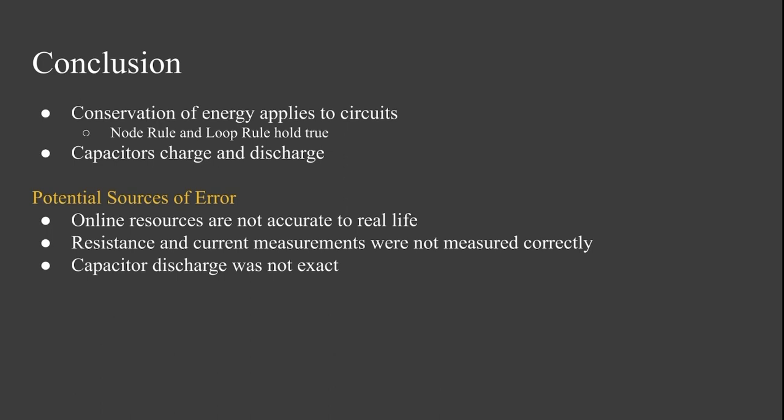In conclusion, we can say the conservation of energy principle applies to circuits through the node rule and loop rule. We can also see that capacitors charge and discharge. Some potential sources of error for this experiment include online resources that are not accurate to real life. Resistance and current measurements might not have been measured accurately. And finally, the capacitor discharge time might not be exactly what you would expect in real life.